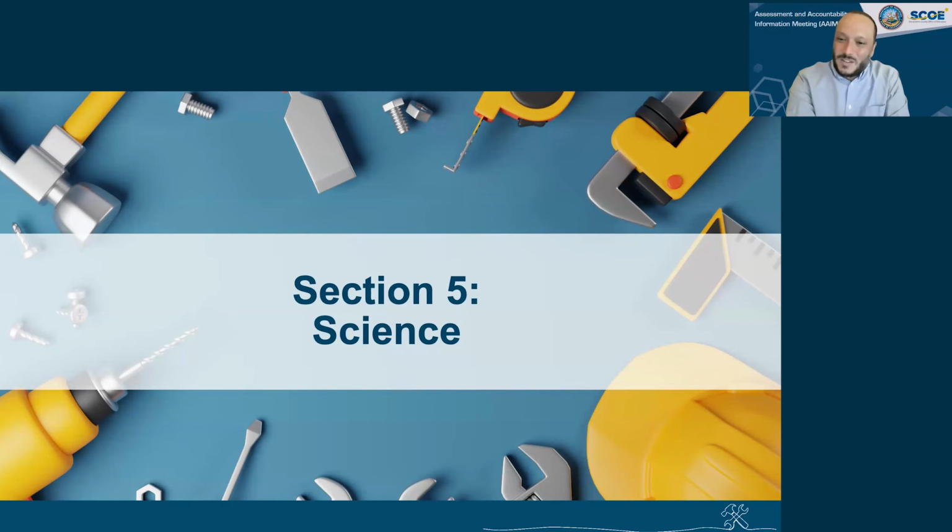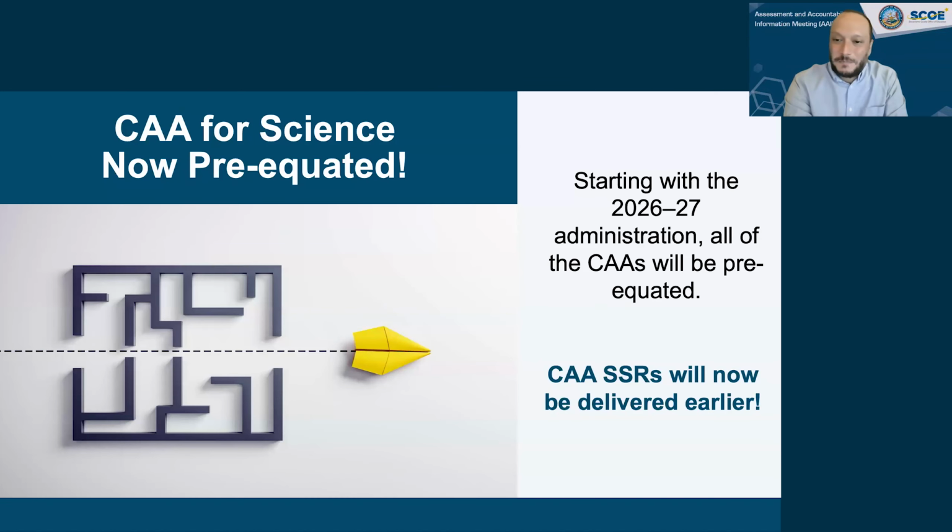Now I'll take it from here and walk us through our next set of essentials. The first tool I'd like to share is an update to the CAA for science. Starting with the 26-27 administration, all of the CAAs will be pre-equated. Equating is a process used to convert a student's raw score on an assessment to a scale score that then corresponds to an achievement level that LEAs and families see on their student score reports, or SSRs.